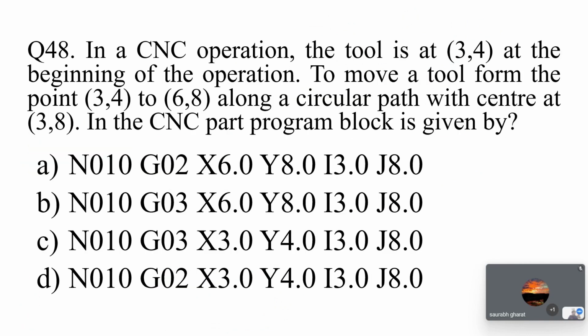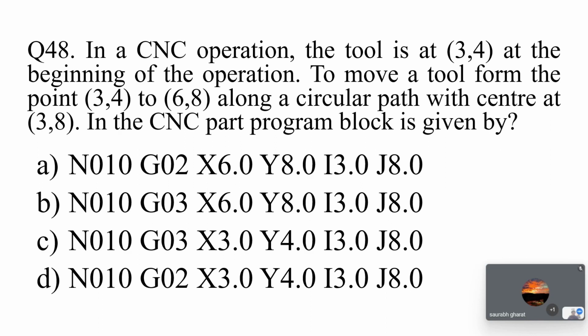So 48th question. In a CNC operation, the tool is at (3,4) at the beginning of the operation. To move the tool for 0.34 to 68 along the circular path with center at 3, the CNC part program block is given by.